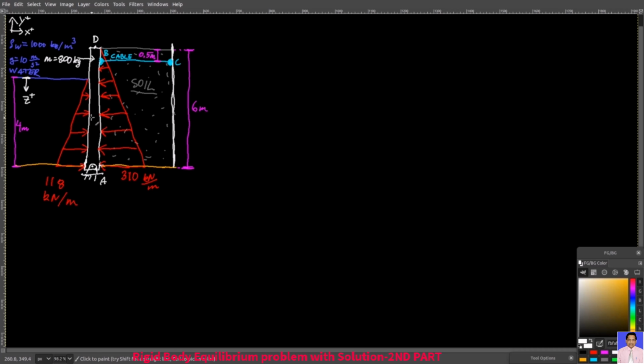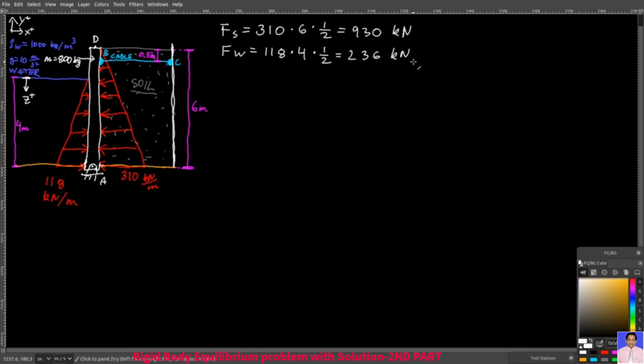You get the areas of those distribution triangles. From the soil, you have Fs equals 310 times 6 times 1/2. That's going to be 930 kilonewtons. And then from water, you have Fw equals 118 times 4 times 1/2, 236 kilonewtons.